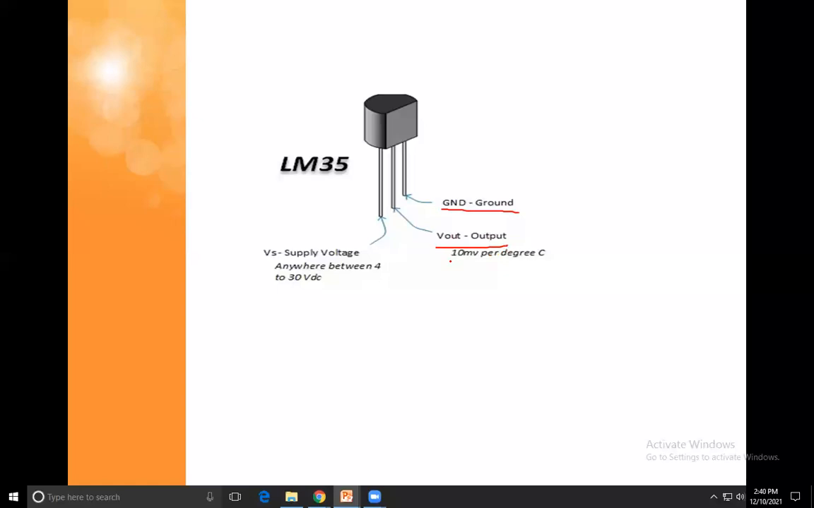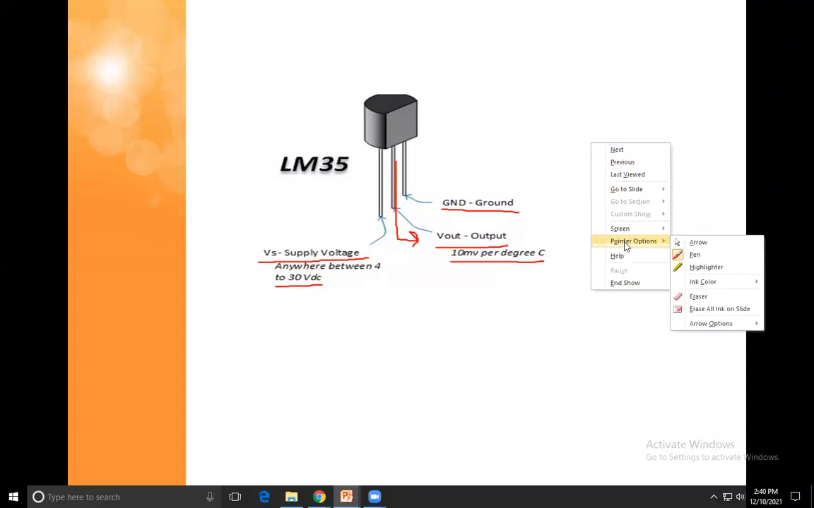It is 10 millivolt per degree Celsius. Means if the temperature changes by 1 degree Celsius, the voltage will change by 10 millivolt. The supply voltage given is between 4 to 30 volt. So this is the supply pin, this is the ground pin, and the output is connected here. You have to give this output to the 8051.